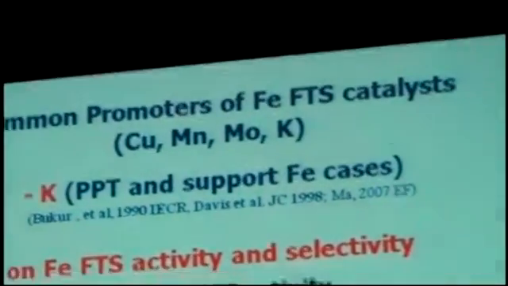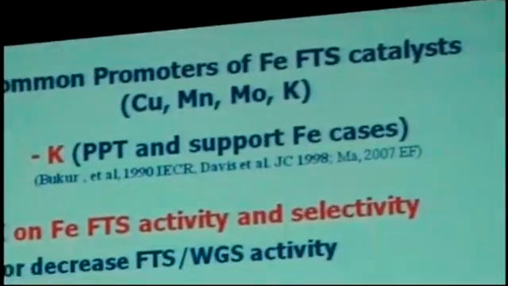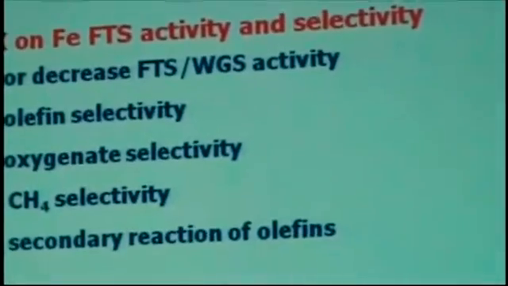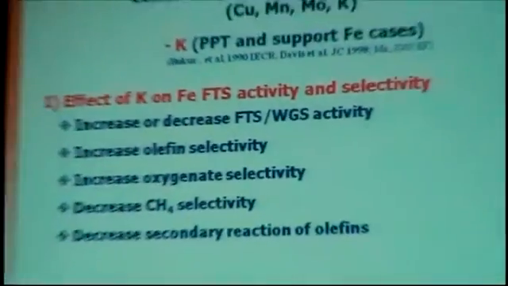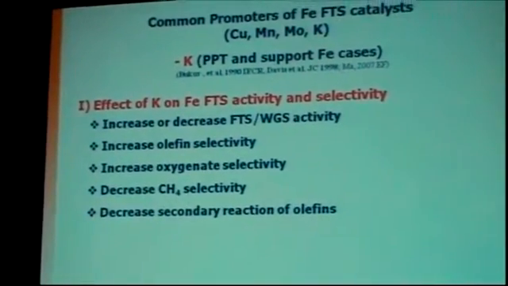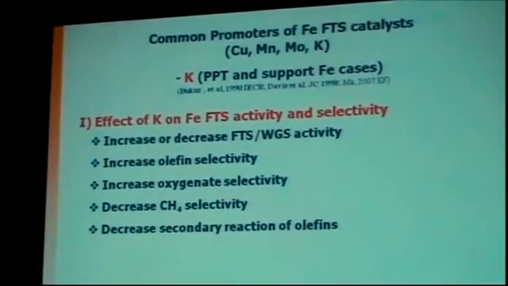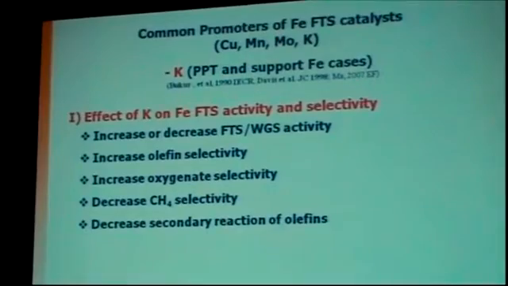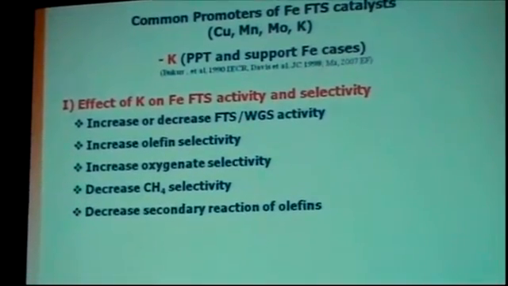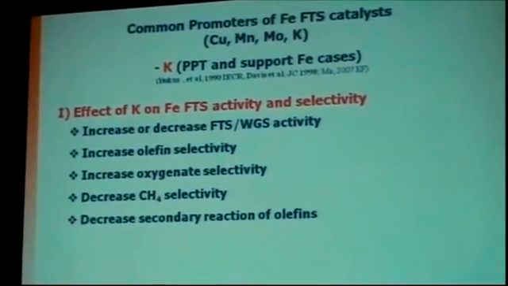Potassium is known to be the first important promoter for the iron catalyst, and it has been reported to increase or decrease the iron catalyst activity based on the potassium loading, increase olefin selectivity, increase oxygenate selectivity, decrease methane, and decrease secondary reactions. And that's the general conclusion.